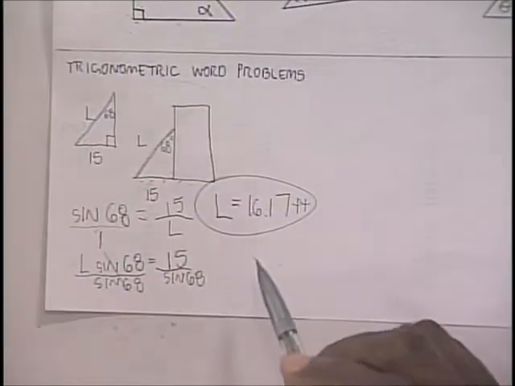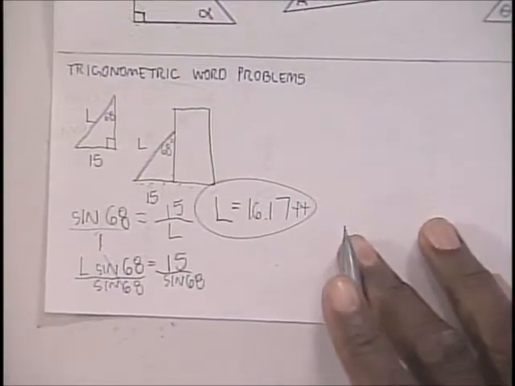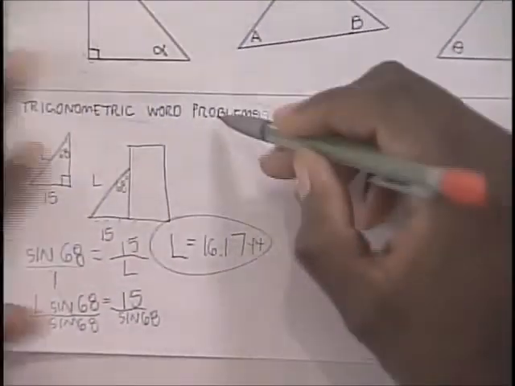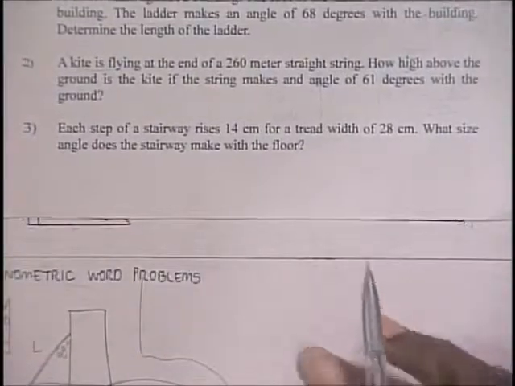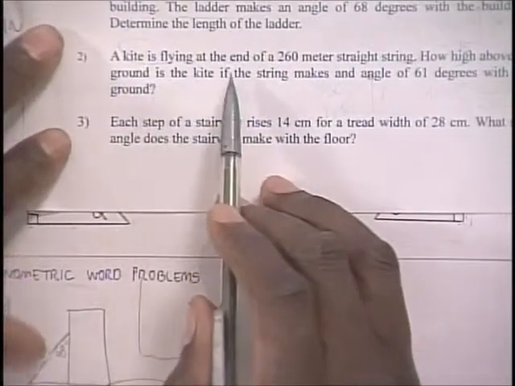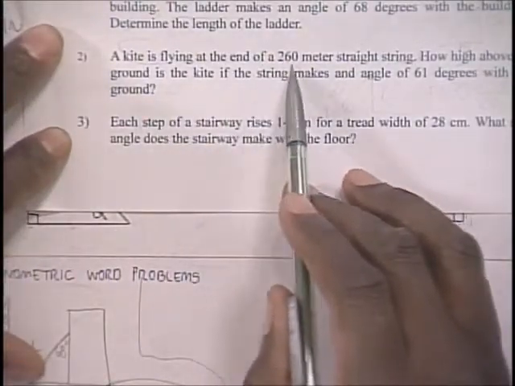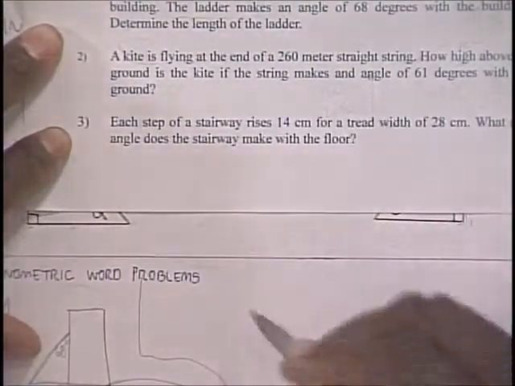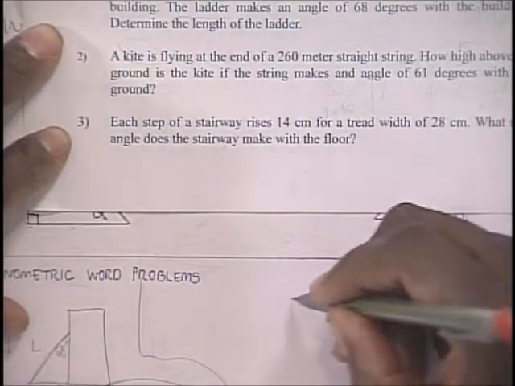That's the final answer. All right, so I want to get through as many problems as we can. Let's do another word problem. The next word problem is this problem right here. It says a kite is flying at the end of a 260-meter straight string. All right, so let's draw a picture.